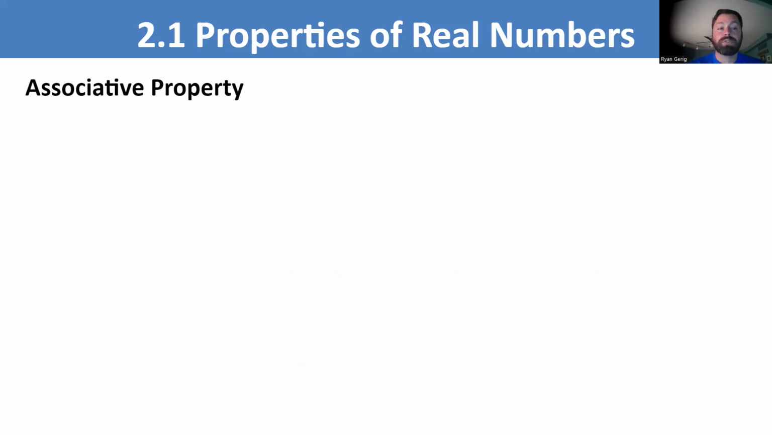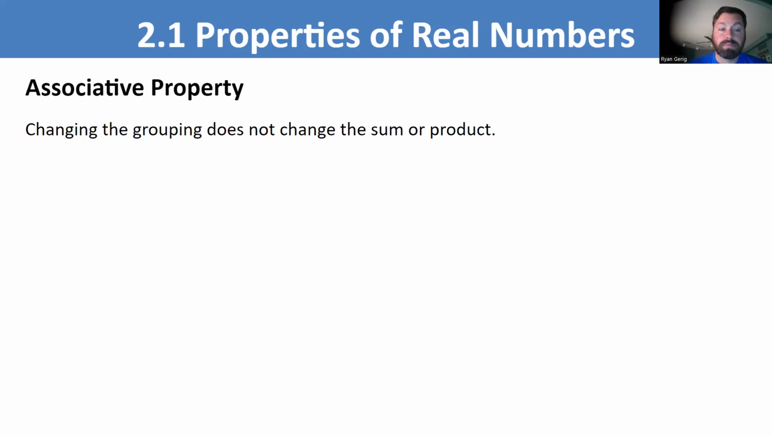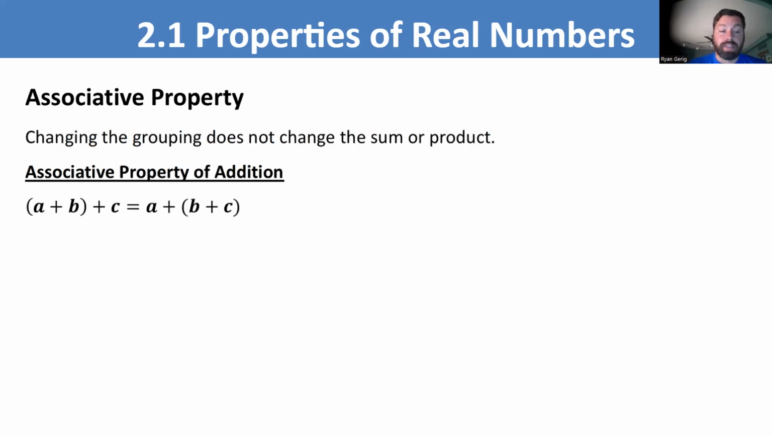Now we're going to move on to the associative property. Associative, think of who you associate with. Okay, so this one's dealing with grouping symbols. Changing the grouping does not change the sum or product. So again, we're going to look at addition first. In that example, I have A plus B grouped together. So I would add A plus B, and then I would add C. Does it matter if I move the grouping to the B plus C and add those two together first, and then add A at the end?